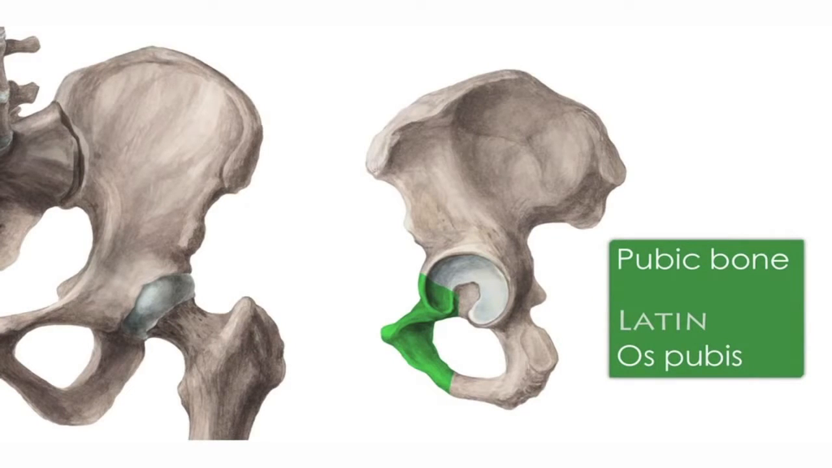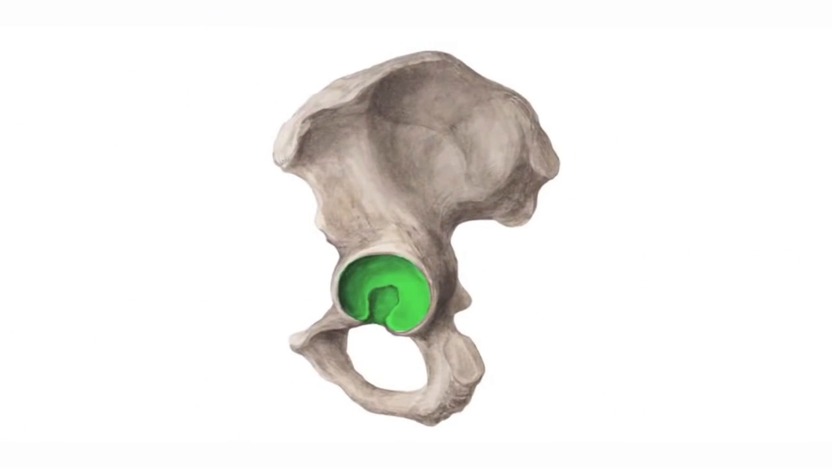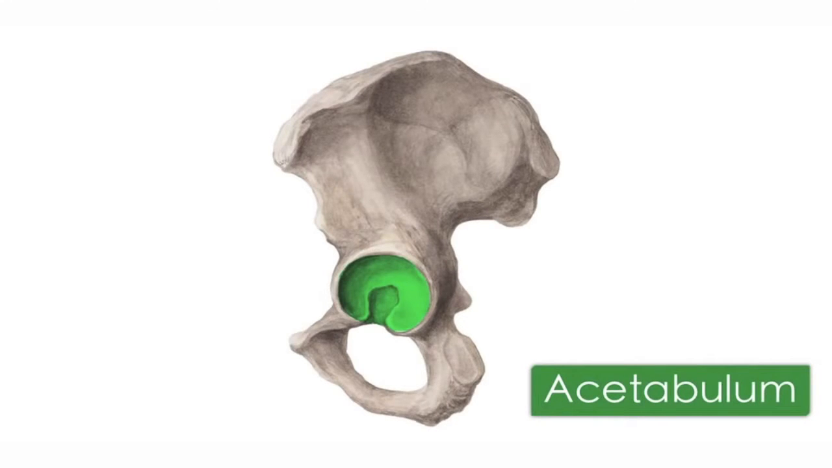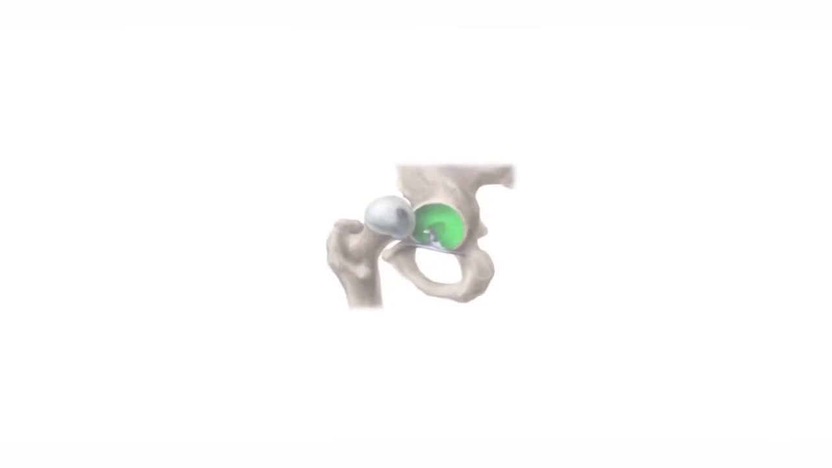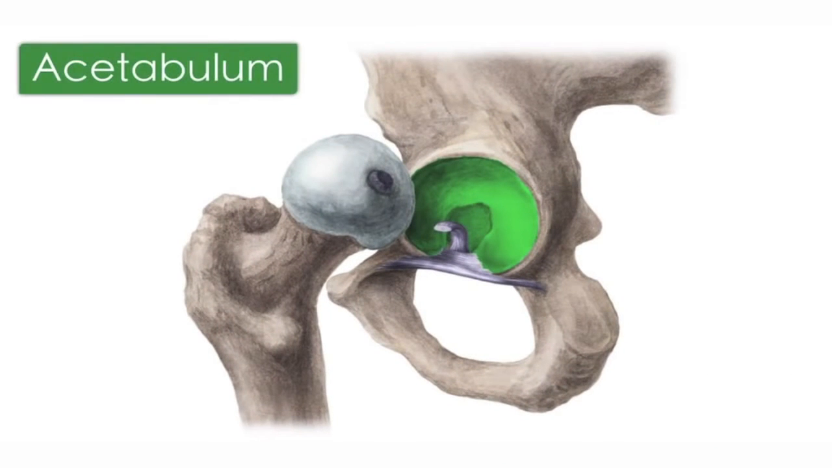Now that I just briefly introduced the three main components of the hip bone, it is time for us to talk about a structure where they all meet, and this is known as the acetabulum. Now the acetabulum, as I mentioned, is a cavity formed by the synostosis of these three bones. So this is the meeting point of these three bones: the ilium, the pubic bone, and of course the ischium.